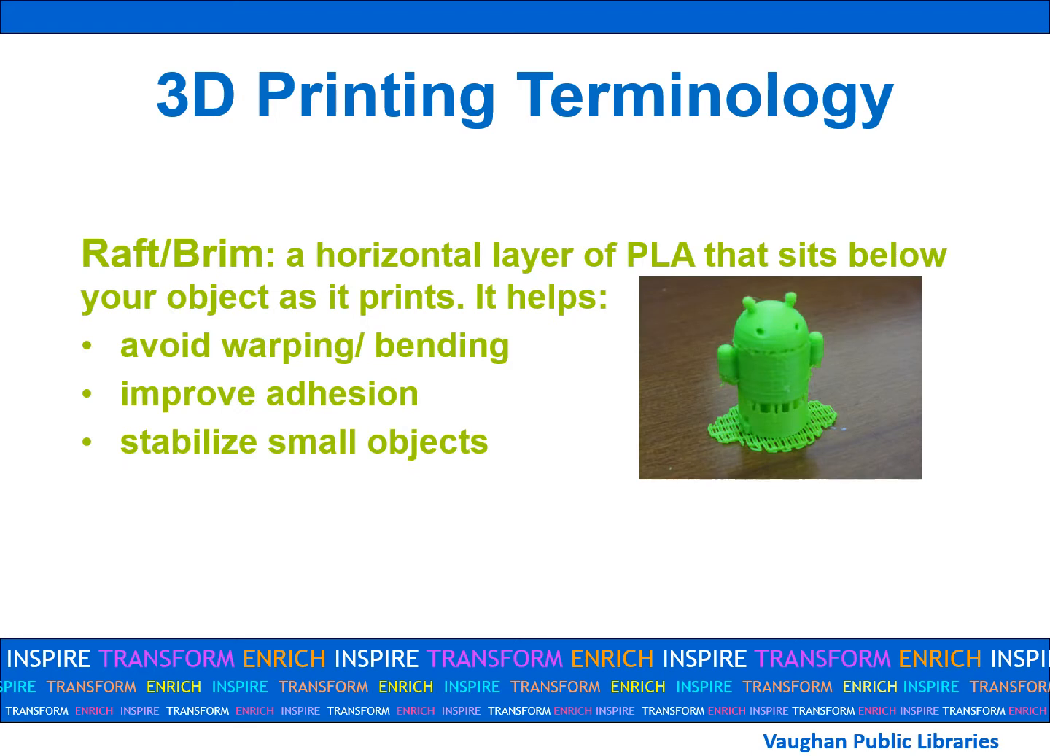A raft is a horizontal layer of PLA plastic that sits below your object as it prints. It helps to avoid warping and bending, improves adhesion, and helps to stabilize small objects onto the printing bed. Your completed 3D printed item will most likely have a raft attached to it when you pick it up. You can easily remove this yourself, although it sometimes may require pliers, especially for smaller or delicate objects.